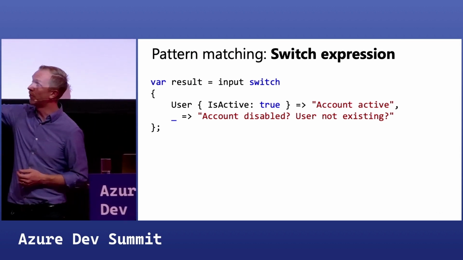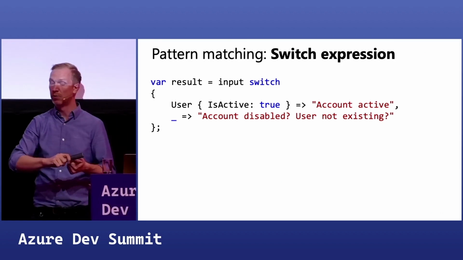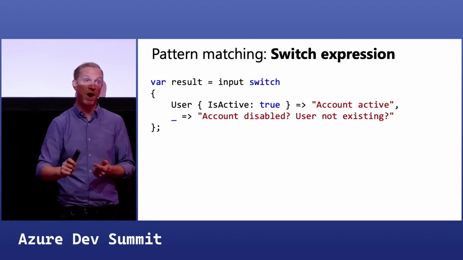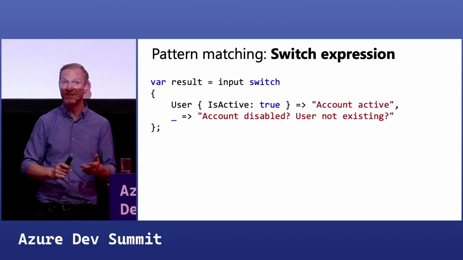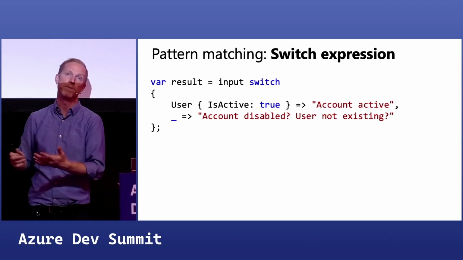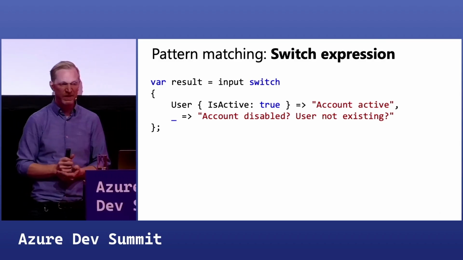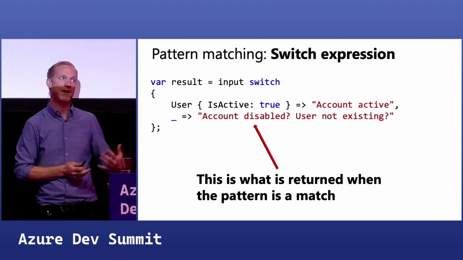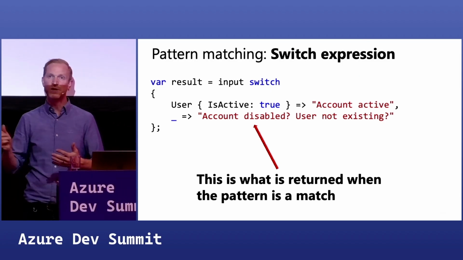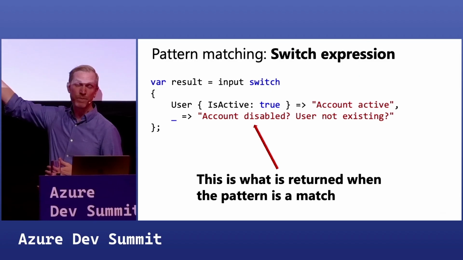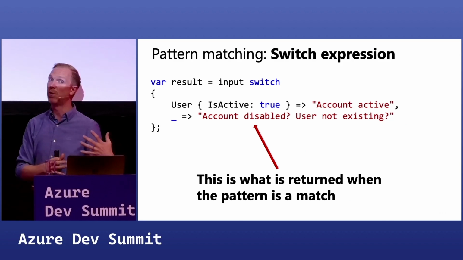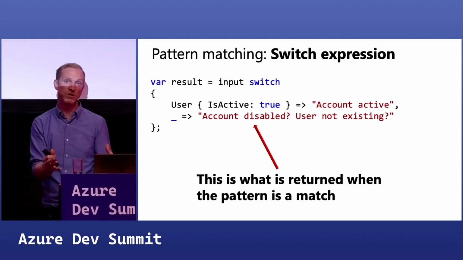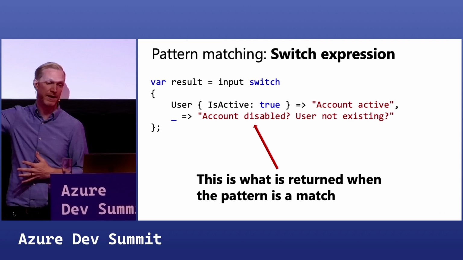For anything else, I'm going to return "account is disabled or user not existing". The discard or underscore means that it's null, or could be null. It could be anything other than the user. It could be an instance of anything else that derives from the same type. And of course, this is what's returned from that match when there's a match on your object. So what we can do is take anything, use pattern matching to determine what the contents is and what it looks like, and then produce a result based off that, right?